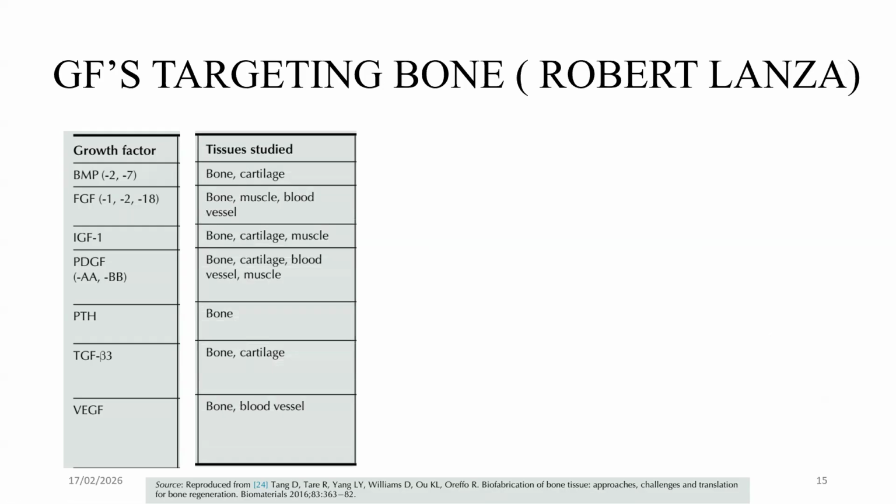Okay. BMP specifically for bone, cartilage. FGF for bone, muscle, blood, and blood vessels. IGF for bone, cartilage, muscles. PDGF, bone, cartilage, blood vessels, muscles. So a lot of these, the common pattern you can see is bone, cartilage, or muscle. Bone is very common.